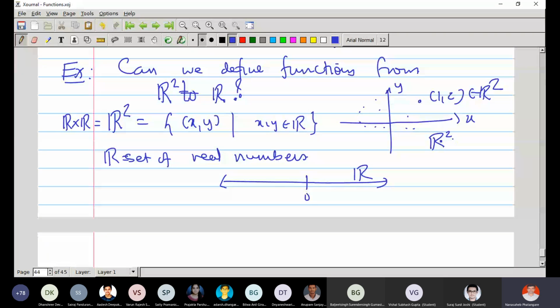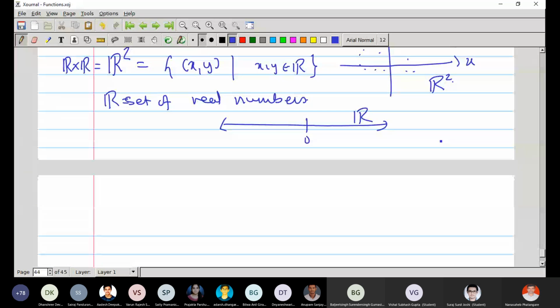Now, what is a function? A function is a map from one set to another set. So these are two sets now, R2 and R. Do you agree that R2 and R are two sets? Yes, sets. Now, can we define a function? Certainly we can define, because whatever sets we have, we can define.